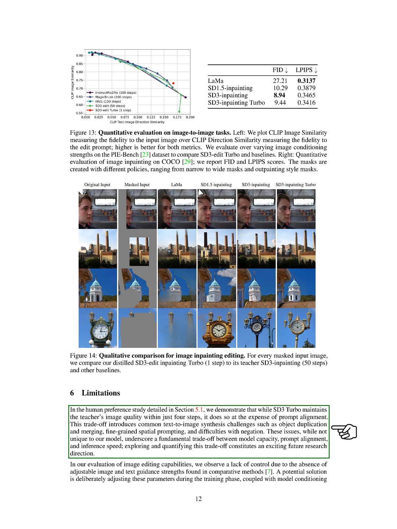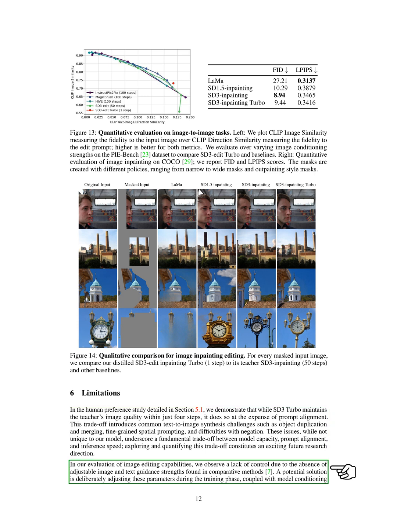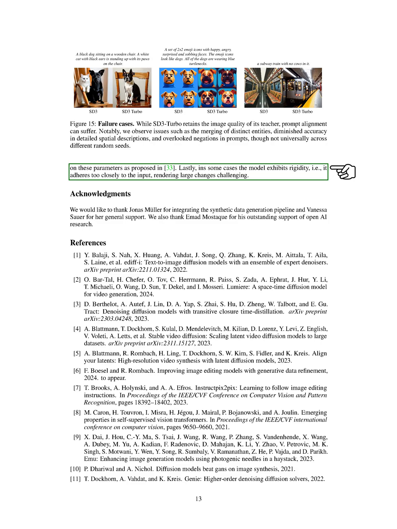When evaluating the model's image editing abilities, we noticed a lack of control due to the fixed image and text guidance strengths. One potential solution could be adjusting these parameters during training and conditioning the model on them. Additionally, the model sometimes shows rigidity by sticking too closely to the input, making significant changes difficult.